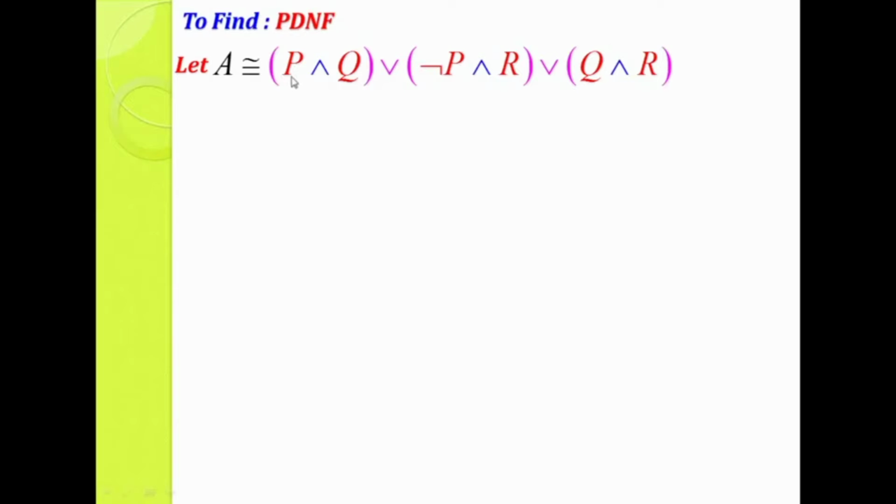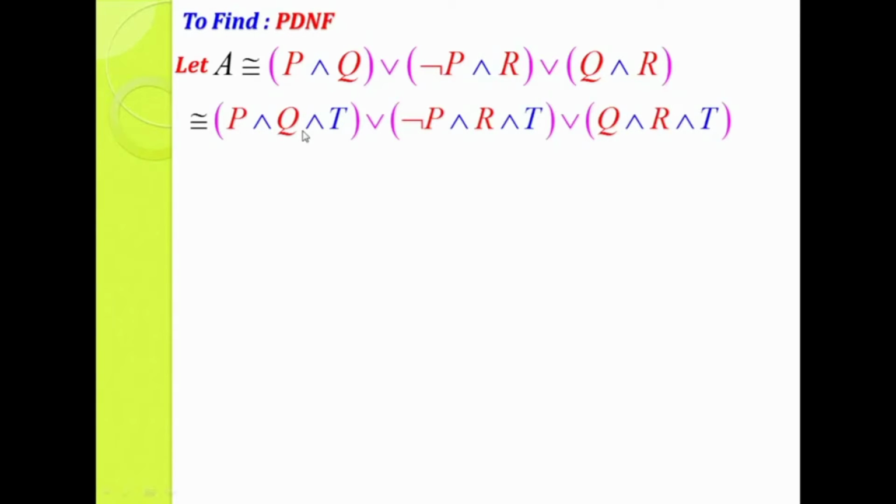First we find the min terms, so we introduce AND T on each and every term. Therefore we get P and Q and T, negation P and R and T, Q and R and T. Why do we introduce AND T? If we want to find min terms we introduce AND T; if we want to find max terms we introduce OR F (false). What is the identity law? P and T, P or F equal to what? You get only the same variable, P only. If you multiply a variable with T, you get the same variable only. Next step, we know what the inverse law is.